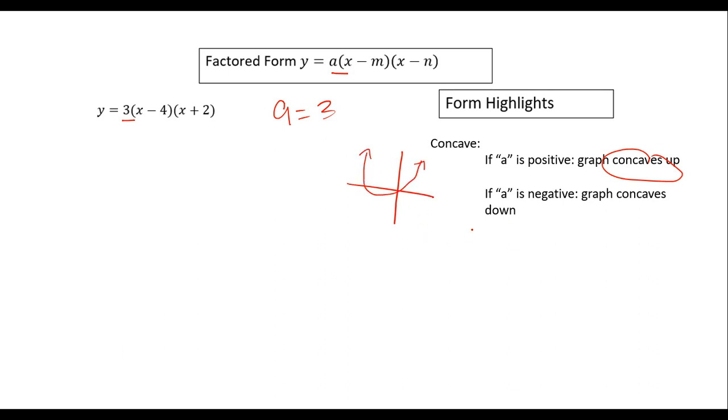The next part that we're going to look at is whether the graph has a maximum or minimum. Well, if you look at your sketch, since it's going up, there is no roof to it, so it continues to go up, but it does have a low point to it, so therefore the graph will have a minimum.